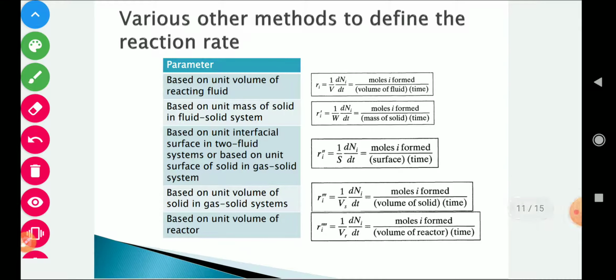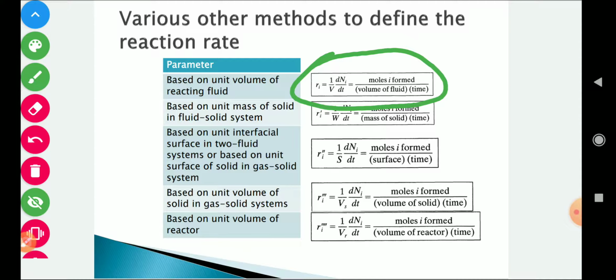There can be various other methods for defining the rate equation. For example, in the first case, based on unit volume of the reacting fluid, the rate Ri will be equal to 1 upon V dNi by dt. So the rate is the rate of change of moles of any component i per unit time per unit volume. As you can see, this is the rate of i formed per unit volume per unit time.